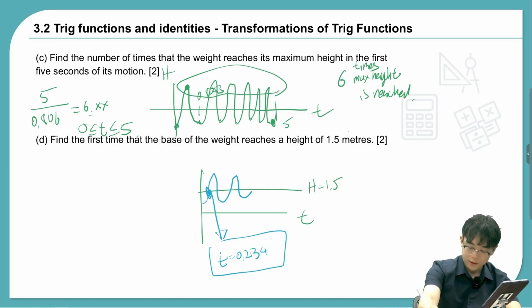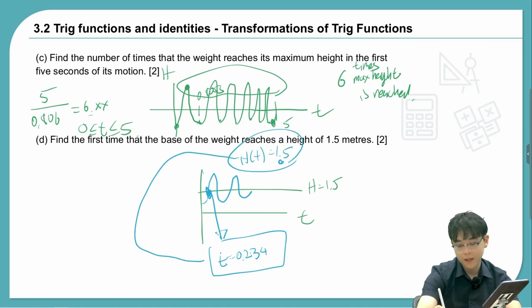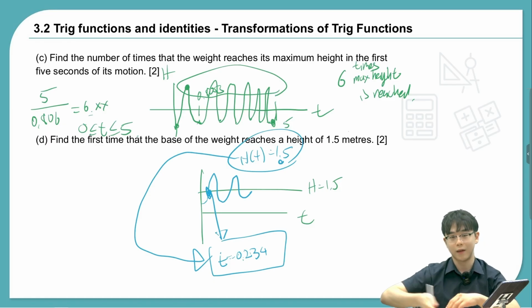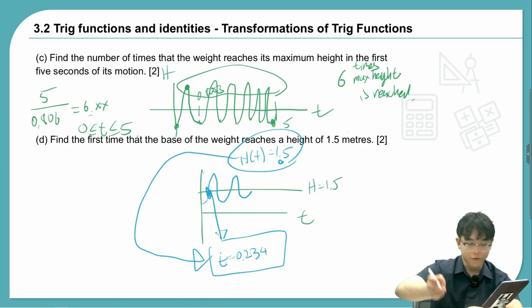Yeah, so we solve for h of t is 1.5. We know there are multiple solutions because cosine and sine are periodic. They repeat every cycle. But the very first one we see is 0.234 seconds. Okay, so that was pretty straightforward.